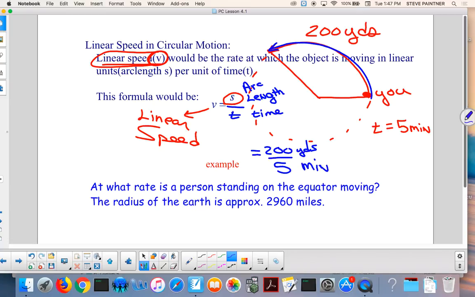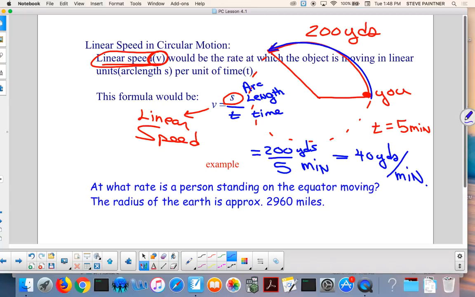Answer? What's the answer? 40 what? 40 yards per minute. How's that? Is that fast? No. Not really. Some football players in the NFL run 40 yards in 4.5, 5 seconds. So you're not going very fast. That's pretty slow. But that's what it is.